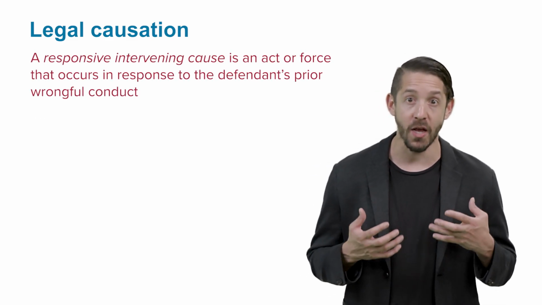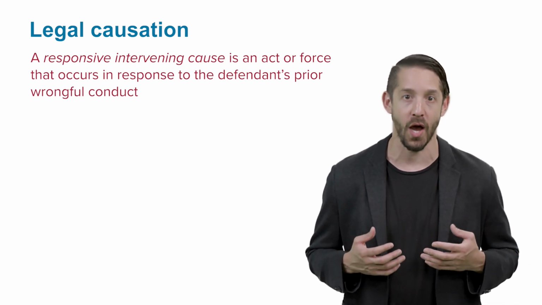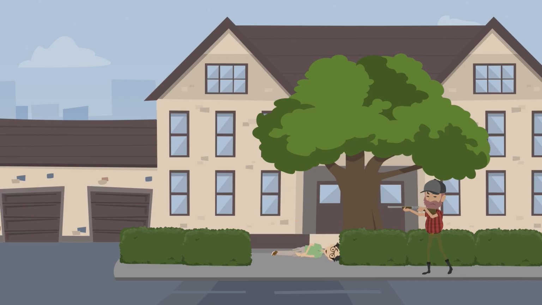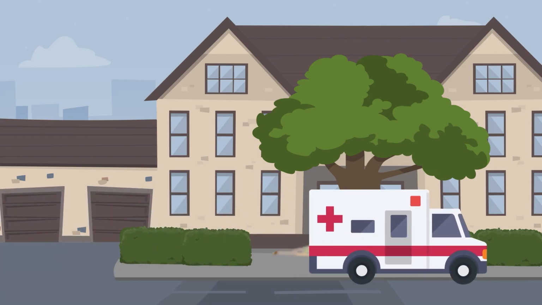A responsive intervening cause is an act or force that occurs in response to the defendant's prior wrongful conduct. Here's an example to illustrate. David shoots Victor, an innocent victim, in the leg while both are standing on the sidewalk. Now imagine a variety of potential things that might occur in response. Perhaps an injured and frightened Victor runs into the street to avoid being shot again. Or perhaps Victor is frozen in shock and pain when a nearby bystander tries to stem the bleeding on Victor's leg. Or perhaps an EMT drives Victor to the hospital where he's operated on by medical personnel.